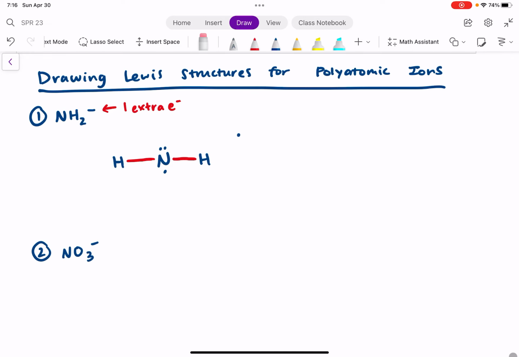Okay, so let's just do a check. This hydrogen has those 2 electrons, so it's happy, right? 2 is a full valence shell for hydrogen, so we're just going to say hydrogen's happy. This hydrogen is also happy, right? Okay, what about our nitrogen?